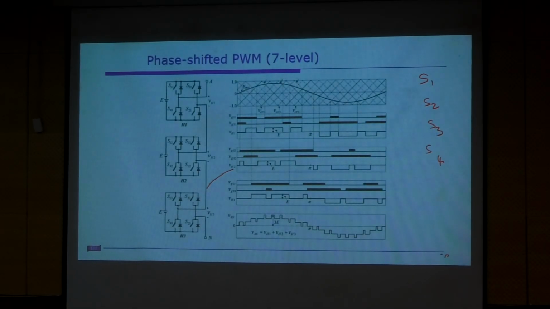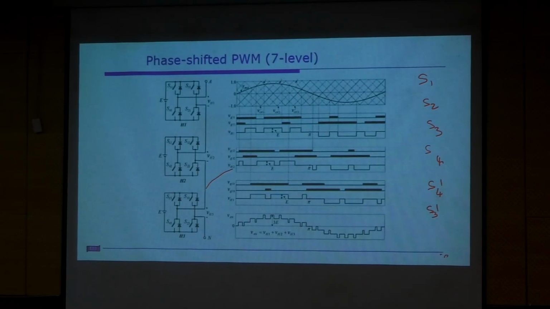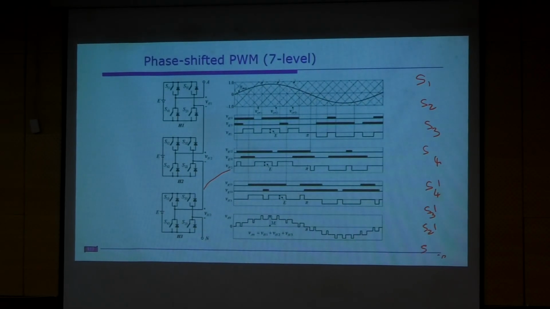All right. So we have S1, S4 dash, S3 dash, S2 dash, and S1 dash. These are the switches in a flying capacitor multilevel inverter. Another thing is that this method is not applicable for the diode clamped multilevel inverter, because in diode clamped there is no switching redundancy, right? If you want one voltage level, you have only one voltage path. So in that case it is not applicable.